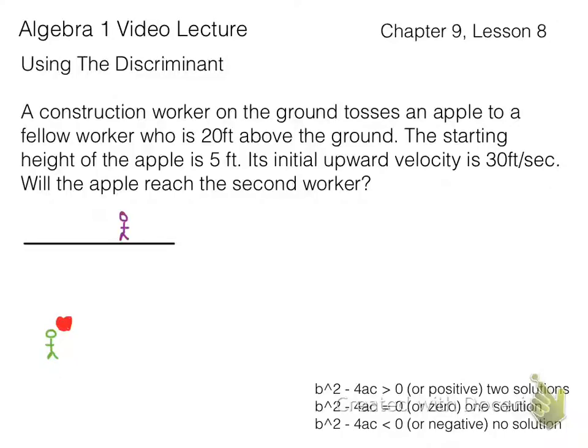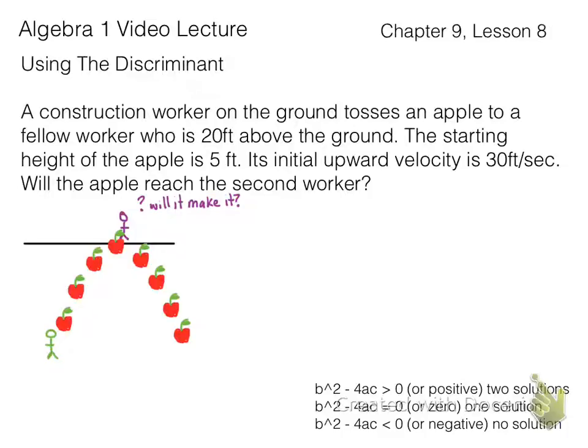So, here we go. Here's my guy on the ground with the apple. And there's my purple guy, who's my second worker, who's 20 feet above the ground. The apple's going to take off, and it's going to fly up there, and it's going to come back down if the purple guy either doesn't catch it or it doesn't make it. So, will it make it?